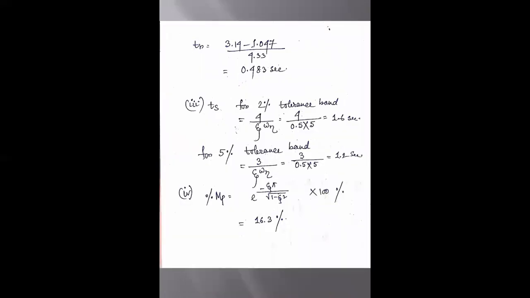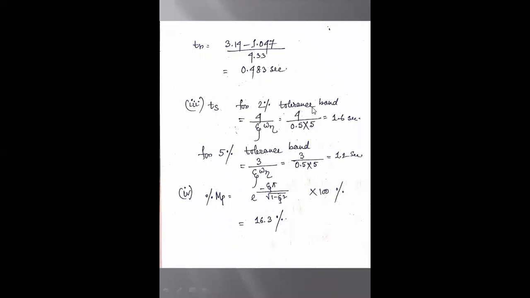Now tr, the rise time, is pi minus phi by omega d, where phi is in radian. Phi is tan inverse of root over 1 minus zeta square by zeta. So phi equal to tan inverse of root over 1 minus 0.5 square by 0.5. So phi is 1.0475. Putting the value, tr equal to 3.14 minus 1.04 divided by 4.33, that is 0.43 seconds.